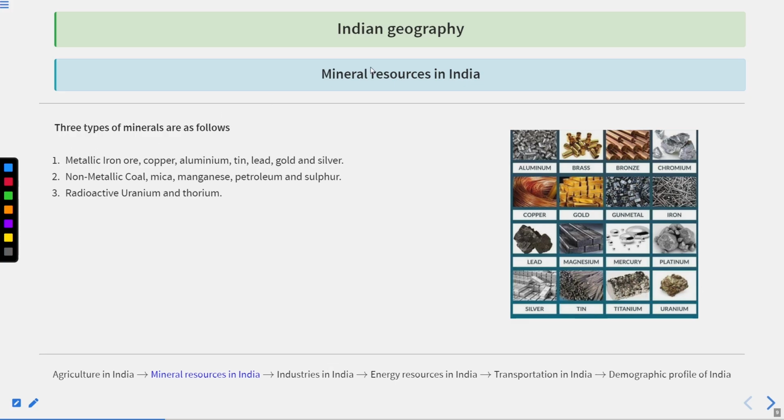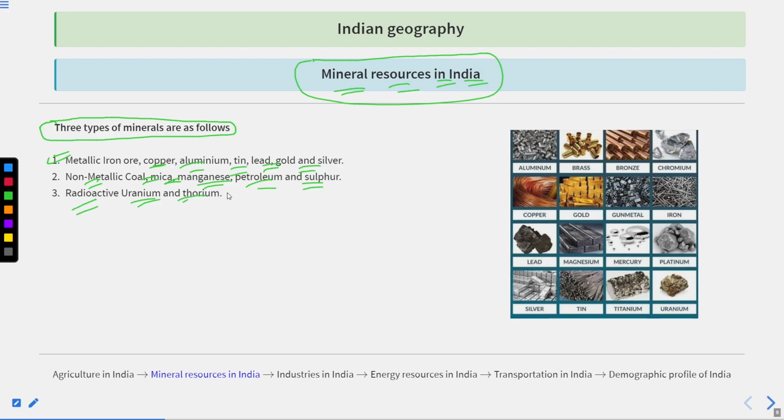Thereafter, finishing the agriculture, now we have the discussion over the mineral resources in India. So, three types of minerals are as follows. First is the metallic: iron ore, copper, aluminium, tin, gold and silver. Non-metallics are coal, mica, manganese, petroleum and sulfur. Radioactives are uranium and thorium.